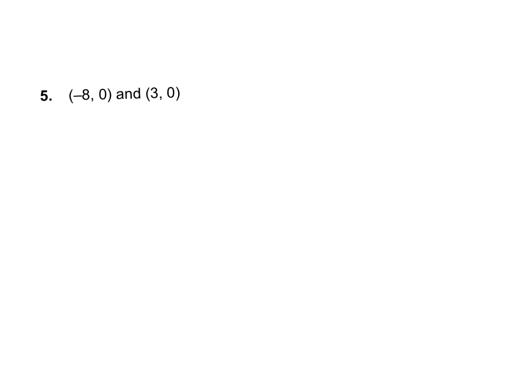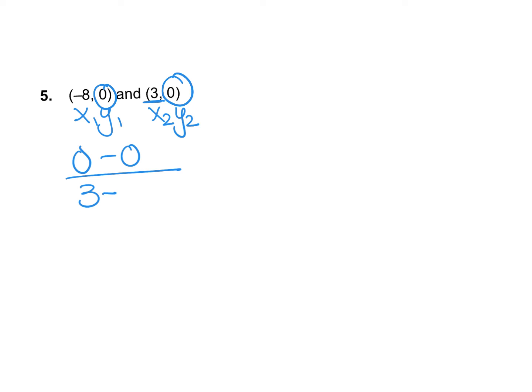All right, number 5. We have -8, 0, and 3, 0. So again, our X of 1, Y of 1, X of 2, Y of 2. It looks like I forgot to put the slope formula in there, but it's Y of 2 minus Y of 1. So Y of 2, 0, minus Y of 1, which is 0, all over our X of 2 minus, now again, be careful with this. There's a parentheses around that negative. Minus -8. So bring it in with that parentheses so that you don't get those mixed up. So 0 minus 0, well, that's 0.